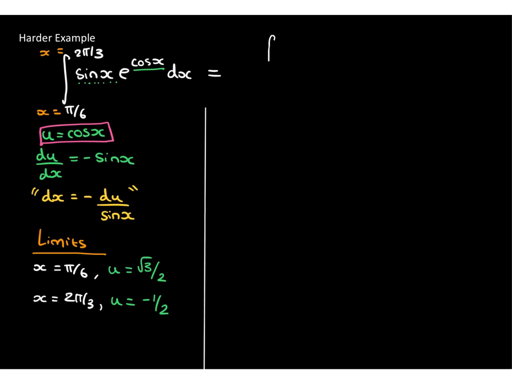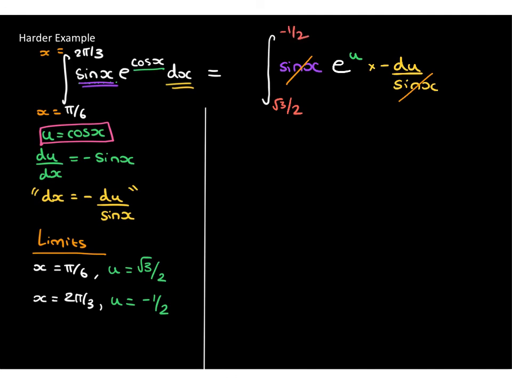So here we go. We have the integral of, now, as always, I'm going to leave this part here until we see the cancellation, so sine x. E to the cos x becomes e to the u, and then in place of dx, I want this. Now, watch the cancellation. And I'm also going to put in my limits as well. So if you remember, my lower limit is root 3 over 2, and my upper limit is negative a half. Now, we've been here before, and we've seen what we can do. If we want to swap the limits around, so this becomes root 3 over 2, and this becomes negative a half, then we need a negative in front of the integral, like that.